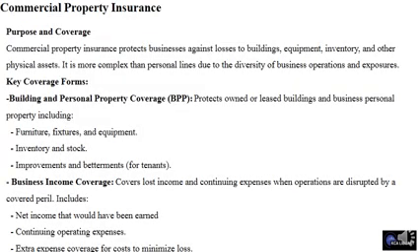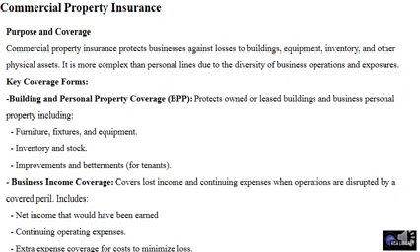Let's look at commercial property insurance purpose and coverage. Commercial property insurance protects businesses against losses to buildings, equipment, inventory, and other physical assets. It is more complex than personal lines due to the diversity of business operations and exposures. Key coverage forms: we have building and personal property coverage, BPP, which protects owned or leased buildings and business personal property including furniture, fixtures, equipment, inventory and stock, and improvements and betterments for tenants.